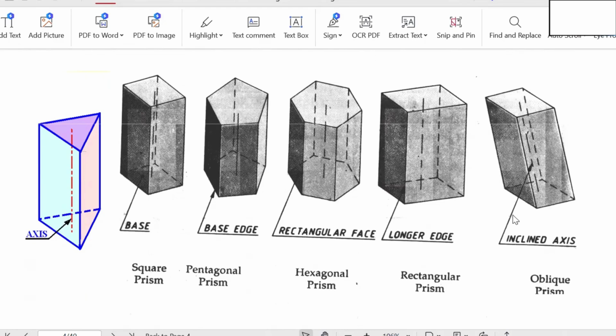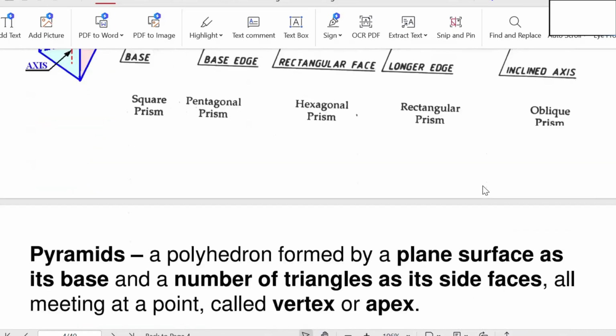The last one is the oblique prism. What is oblique? In the previous cases, all these are regular polygons, and the axis is exactly perpendicular. If we consider an oblique prism, it consists of an axis, meaning the center of the top face and the center of the bottom base. But the axis is inclined with respect to the base. In the earlier cases the axis is perpendicular to the base, but here the axis is inclined with respect to the base. This is known as an oblique prism.